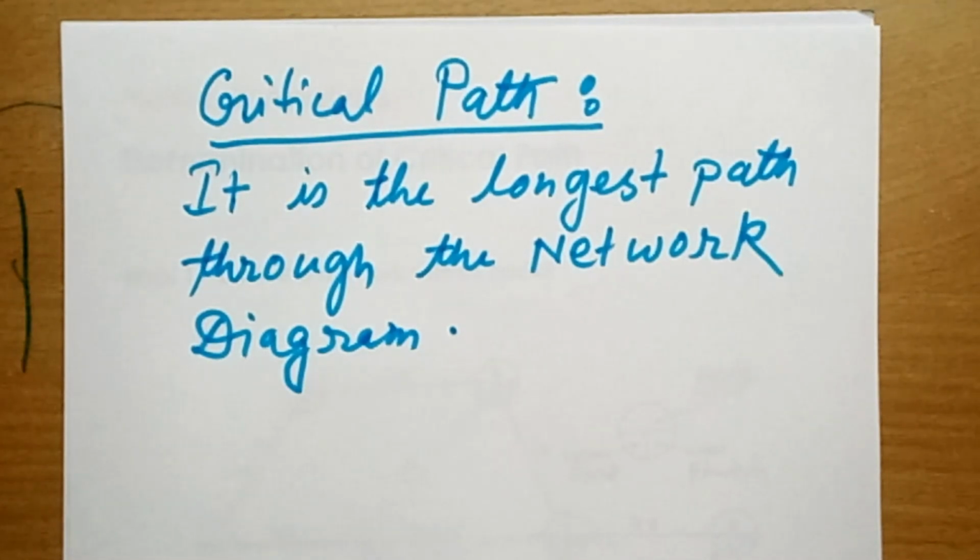In a network diagram, you will have a number of paths from start to finish, but the longest path of all of these will be the critical path. That is the simplest definition, and the simple method to find it is this: you find out the duration of each of the paths and find the path which has the longest duration. So this is the definition of critical path.